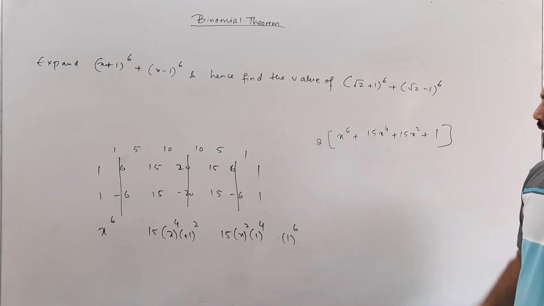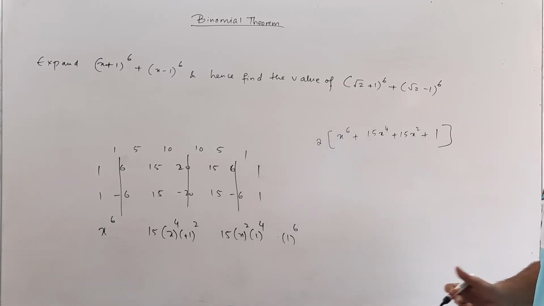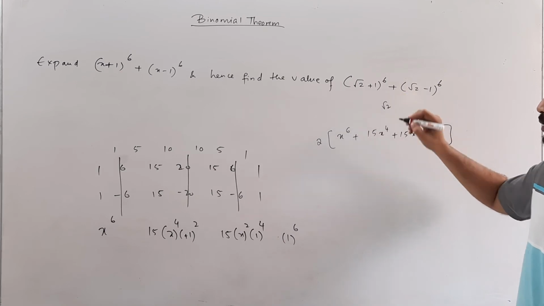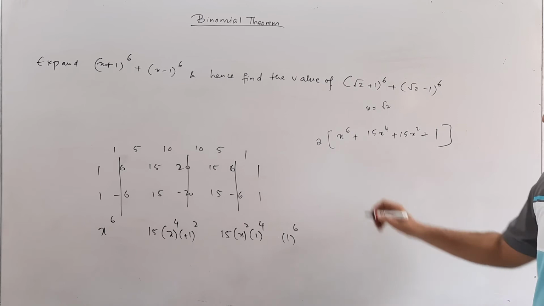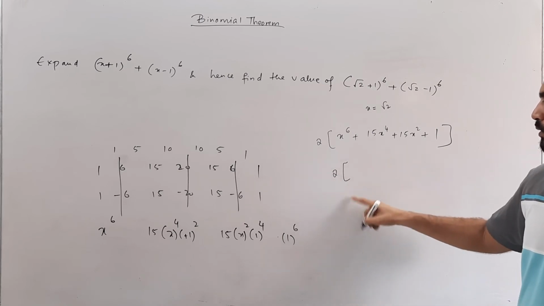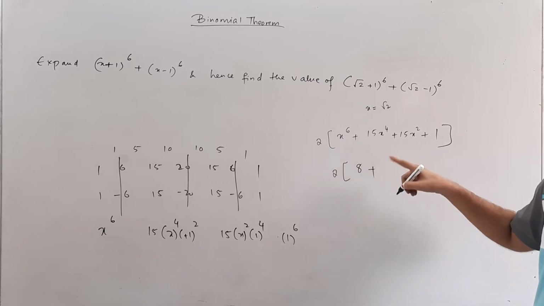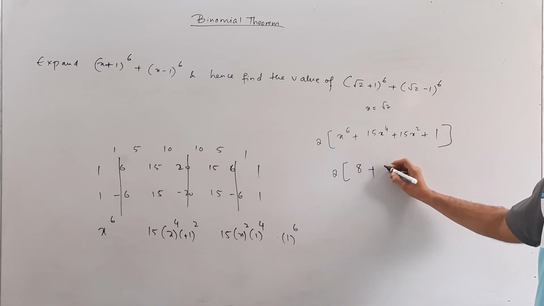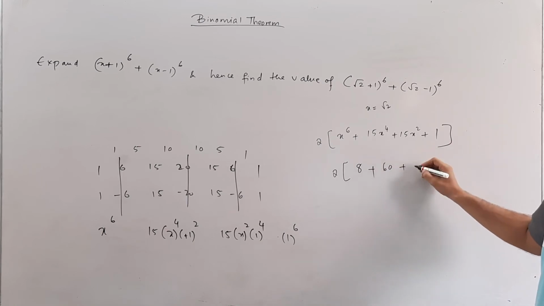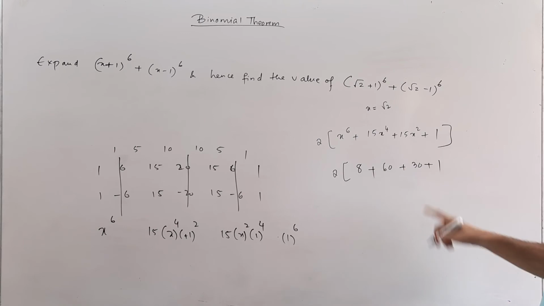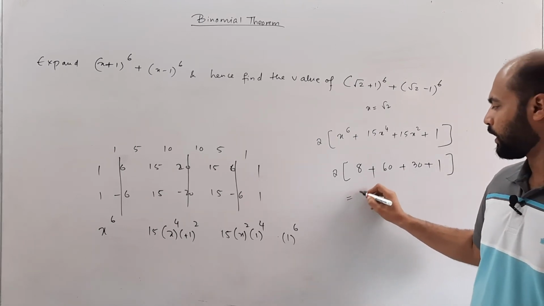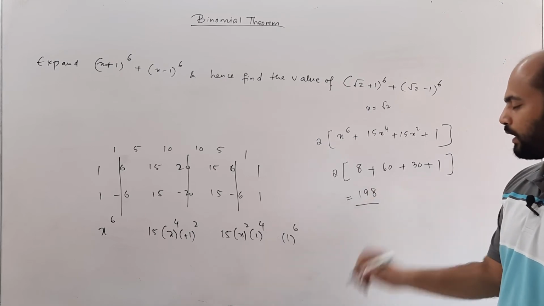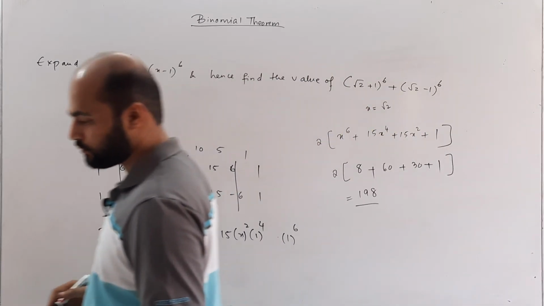Now once we have arrived at this expression, all that we have to do is just replace x by root 2. If you replace x by root 2 over there in the expansion, what we get is 8, this is going to be 60, this is going to be 30, this is 1. So 91 plus 8, that's 99. 99 into 2, that is going to be 198. That is the answer of this expression.